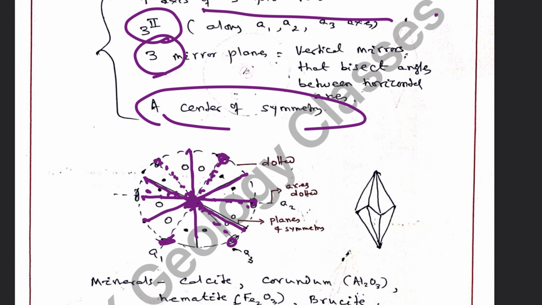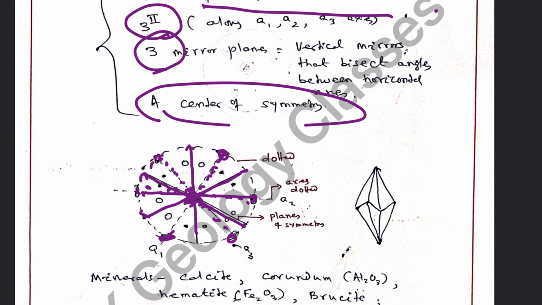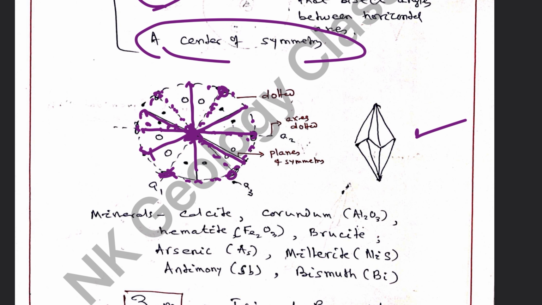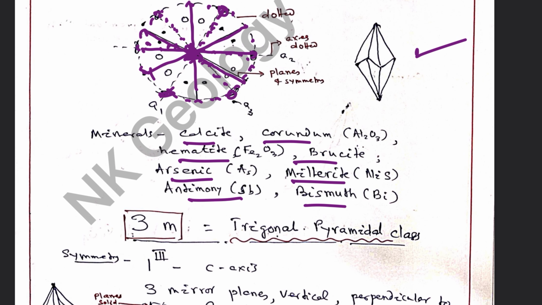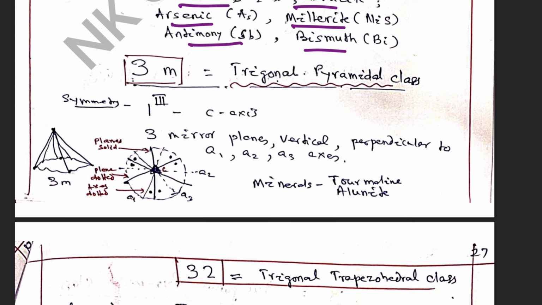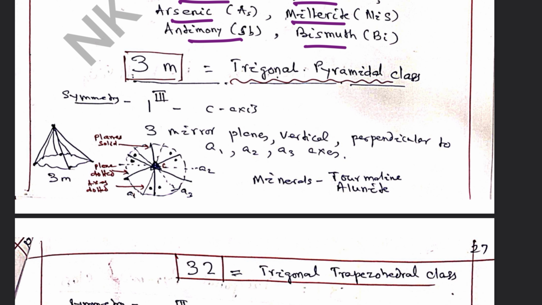So there is no center of symmetry. So this line is dotted. This is the common form. Minerals are calcite, corundum, hematite, brucite, arsenic, millerite, antimony, bismuth. These are the minerals which crystallize in this system.